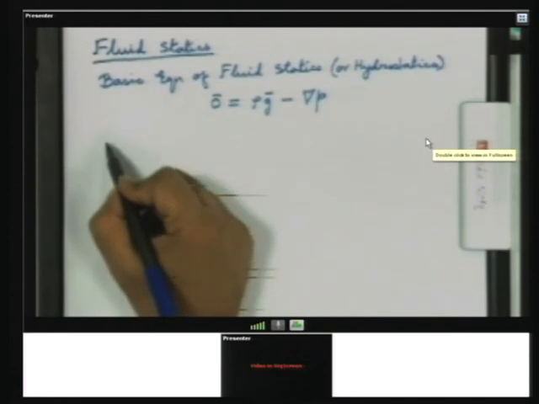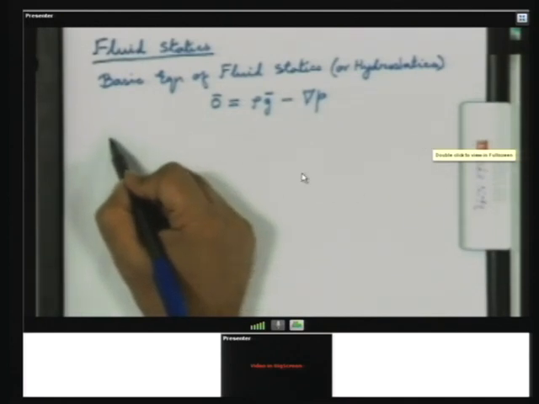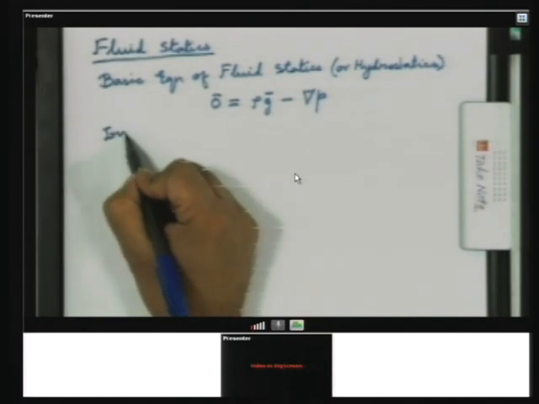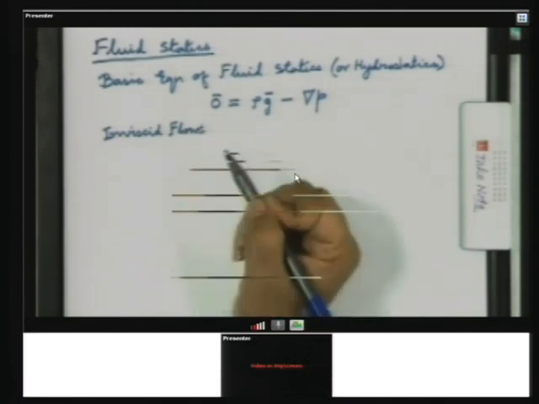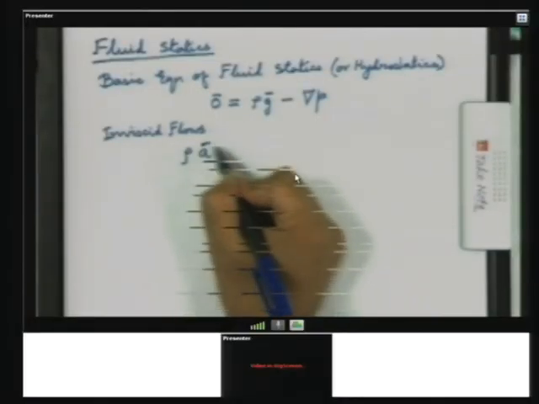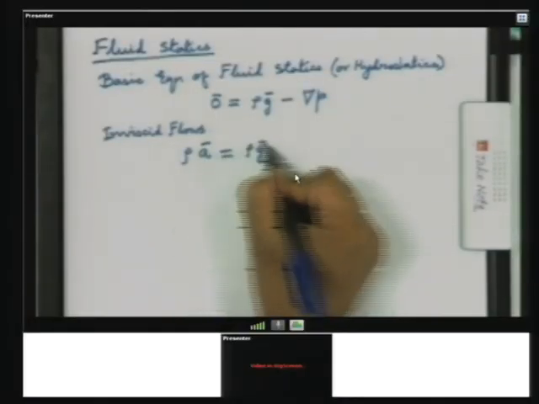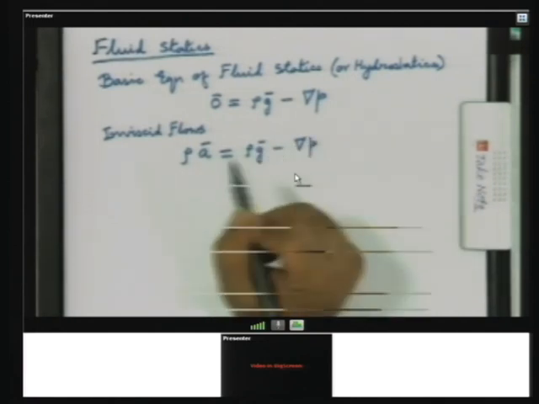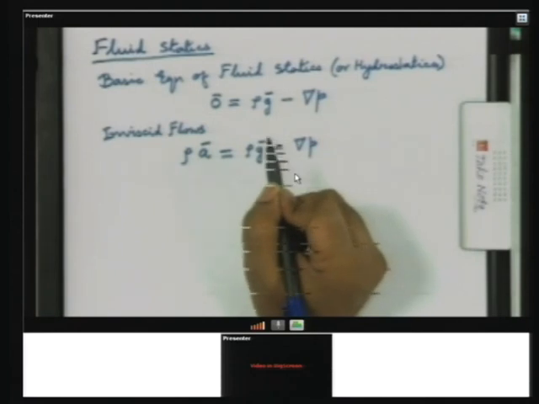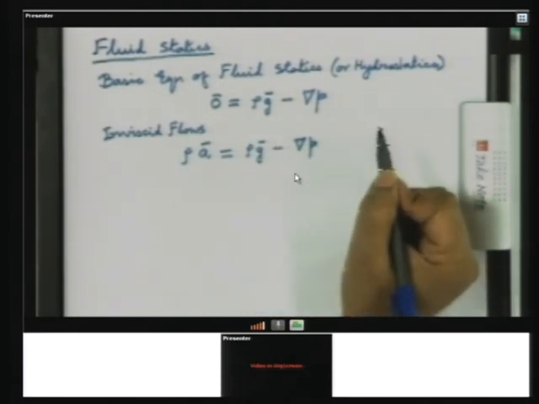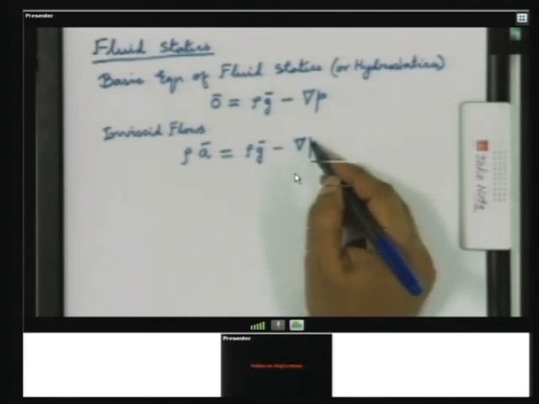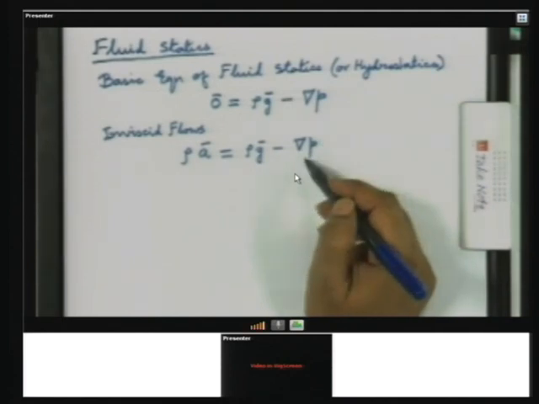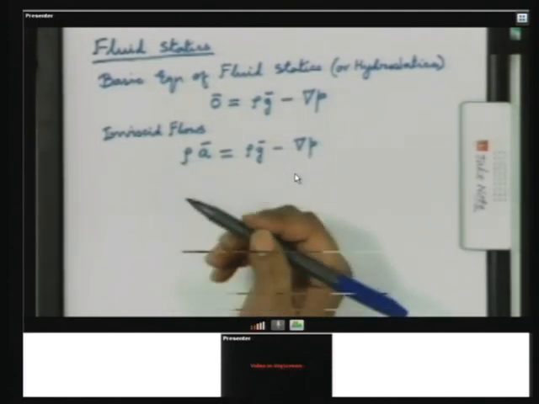Now, a couple of days later I will be talking about inviscid flows, where the fluid will be moving, and then you are going to have an equation of this form: rho times the acceleration is rho g minus grad p. So, the stress distribution in an inviscid fluid is similar to that in a hydrostatic fluid, and the net surface force per unit volume is still going to be minus grad p. So, what we covered today is a sort of building block for other chapters of our book.